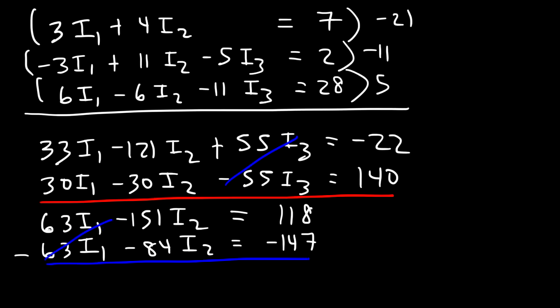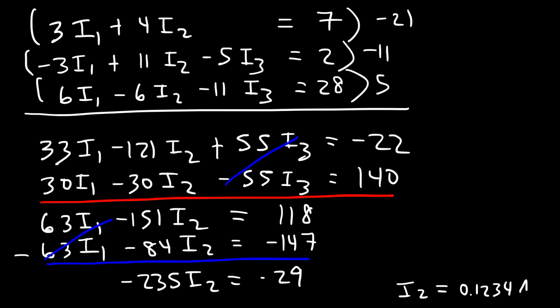Now, negative 151 minus 84, that's negative 235. And 118 minus 147, that's negative 29. So I2 is equal to negative 29 divided by negative 235. And so I2 is 0.1234 amps. So that's the first answer that we need.